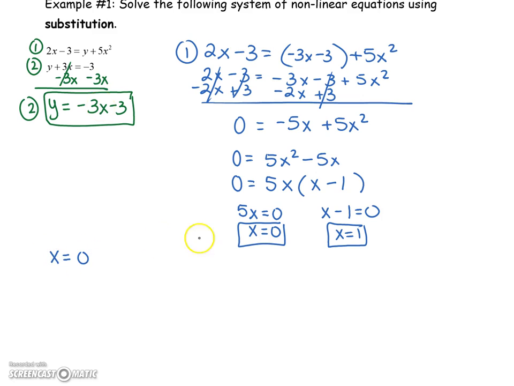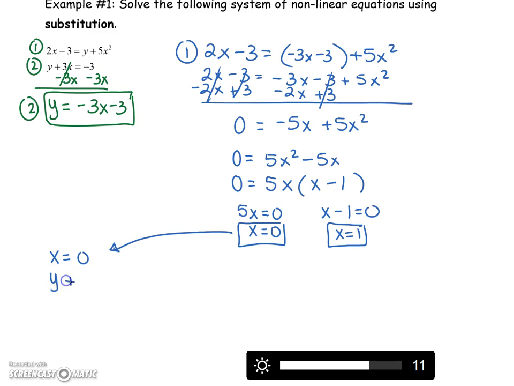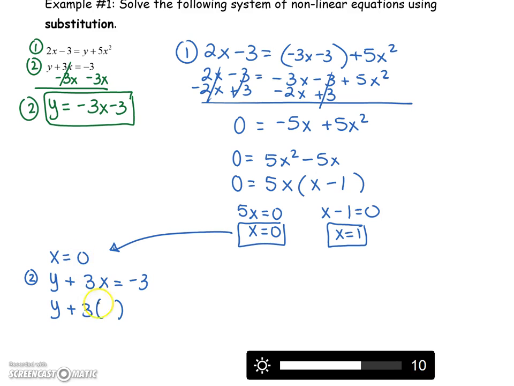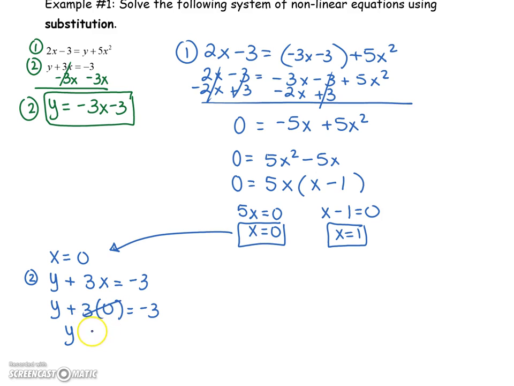When x equals 0, I want to know what y is equal to. I'm going to use y plus 3x equals negative 3. This is the second equation that I have right here. And I'm going to input. So y plus 3 times x, I know what number it is, 0, equals negative 3. Well, I have y, this is 0, equals negative 3. So therefore, when x is 0, y is negative 3. That is my point. That is the location where the intersection is happening. Notice that it's an x and a y point. So it's really important that you see that it's a coordinate.